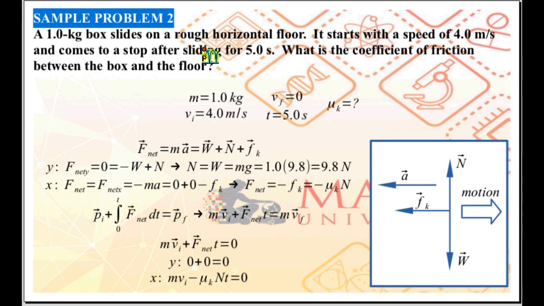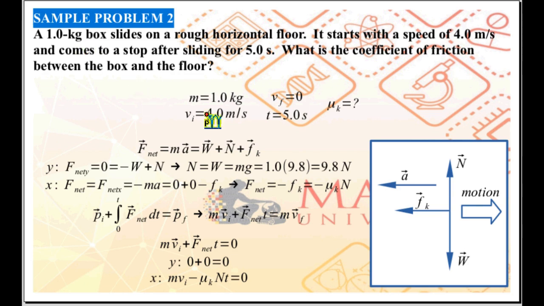In the previous problem, the surface was slippery, considered to be a frictionless surface. Now we have a rough surface. There is friction between the object and the surface. Since the object is moving, we have kinetic friction. And the problem is asking for the coefficient of friction. So basically, the coefficient of kinetic friction between the box and the floor.